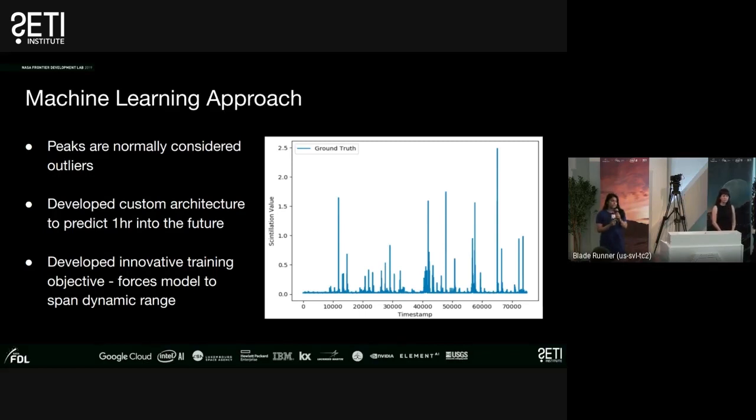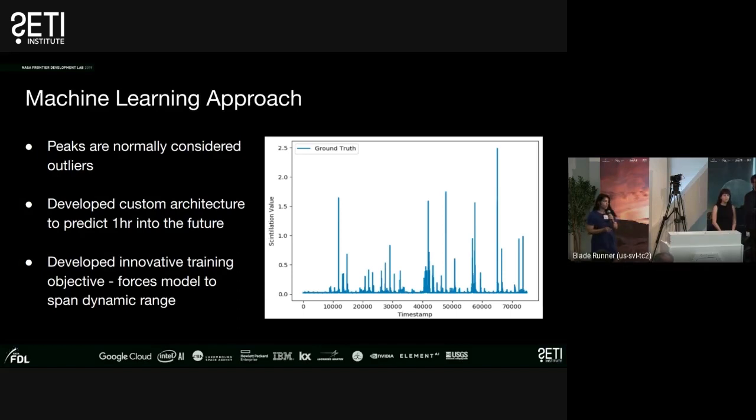Now, the problem is that the conventional machine learning models treat these peaks as outliers. So we design a custom architecture to predict these disruptions, and we treat this problem as regression. Previous studies have treated this problem as a classification problem. So this is the first time that we are treating this as a regression issue. We have developed an innovative training objective, which forces the model to span the dynamic range of the target.